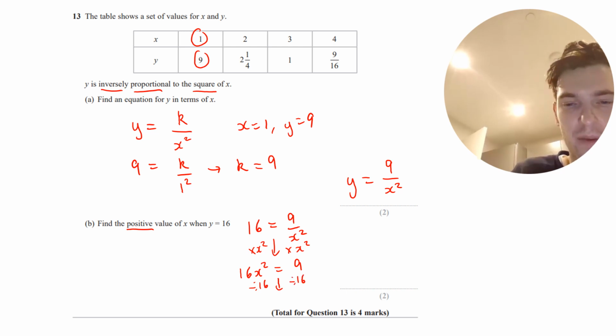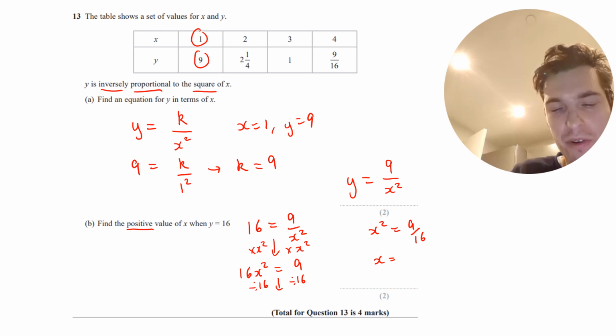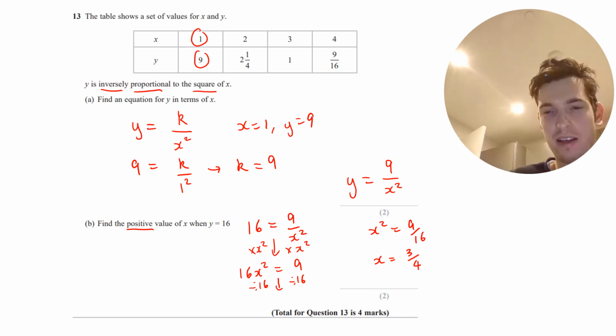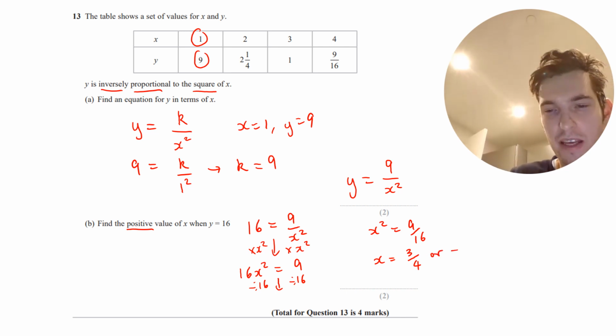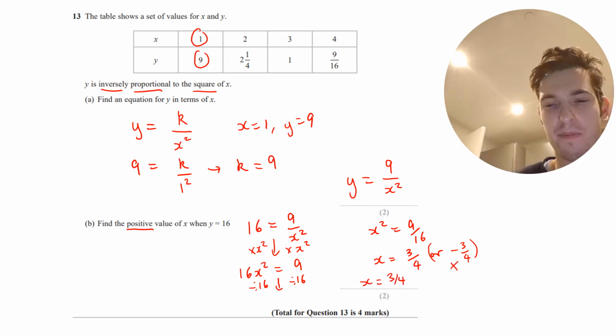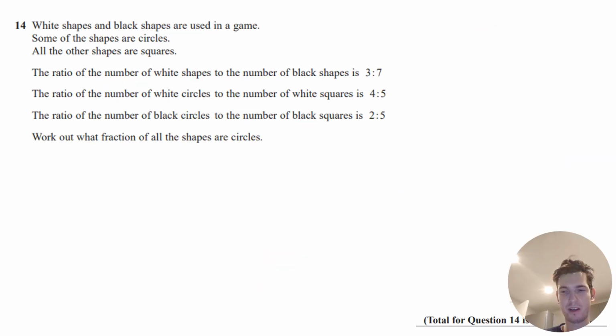So let's continue my working up here. X squared equals 9 over 16. And then I'm square rooting. So the square root is 3 over 4. Why does it say positive value? Well, that's because if I square root something, it can also be a negative number. But I don't want this one because it has to be positive. So I'm going to put my answer line, x equals 3/4. And I'm going to cross there because it has to be positive. Nice, let's keep going.